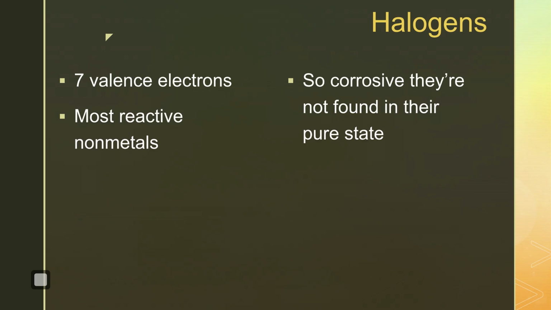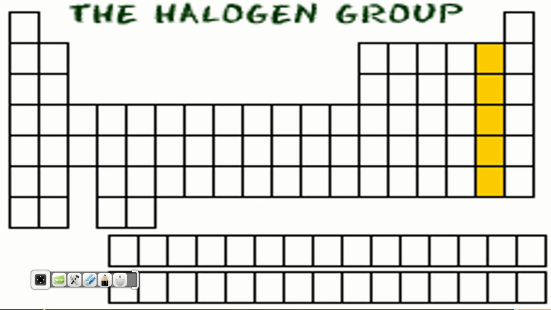They have 7 valence electrons. They are your most reactive nonmetals. So that is a very common question: what are the most reactive nonmetals? The halogens. Just like the alkali metals, they're so reactive, it's very difficult to find them completely pure. They usually have reacted with an alkali metal or something else, okay? So they react very, very quickly, but they have 7 valence electrons. So you can see them at the end there.